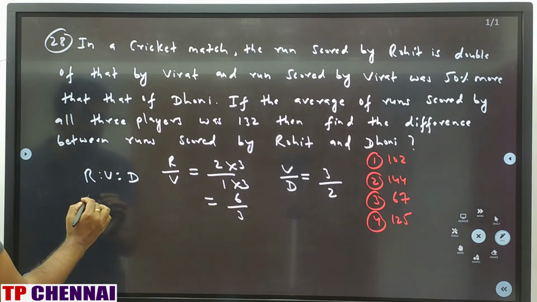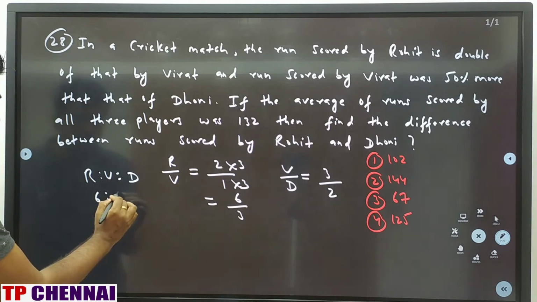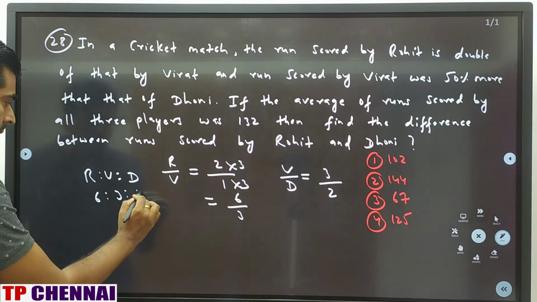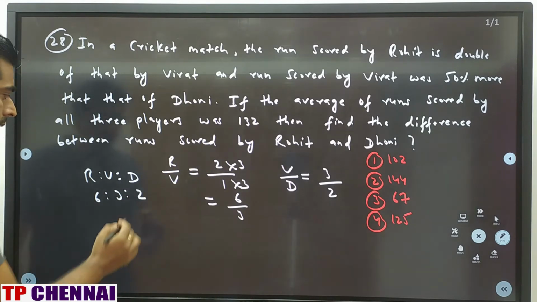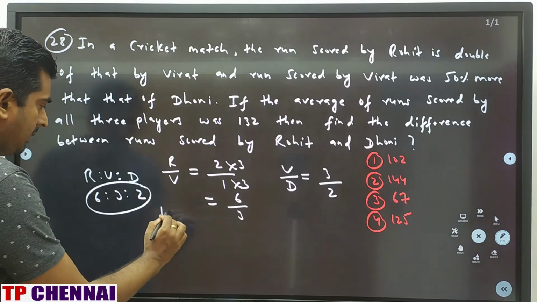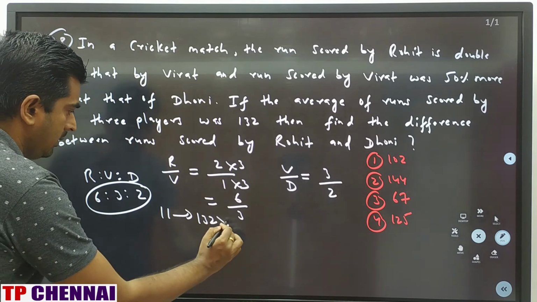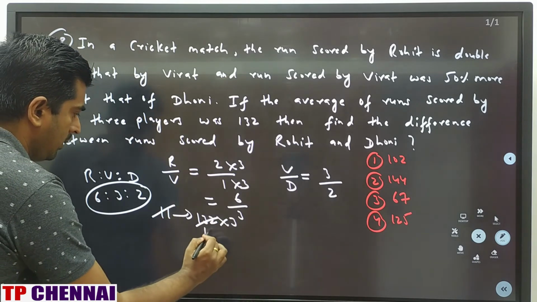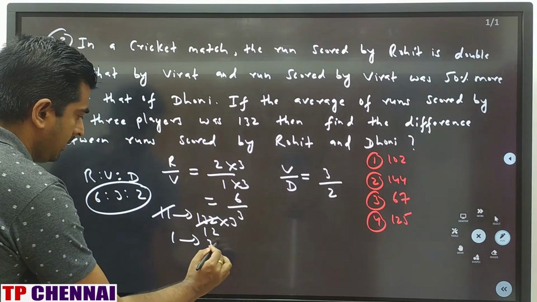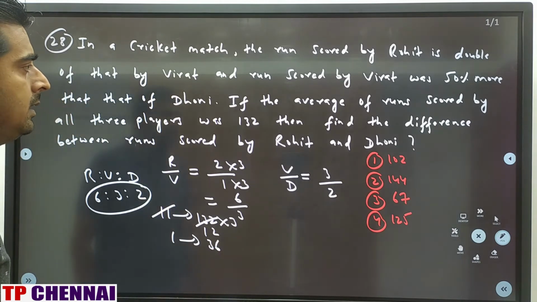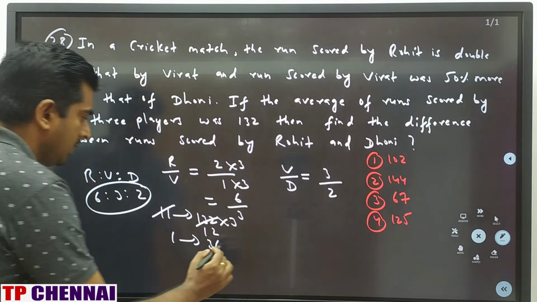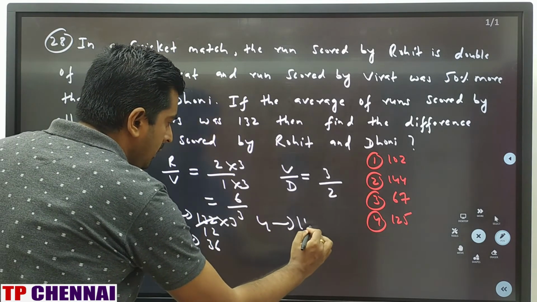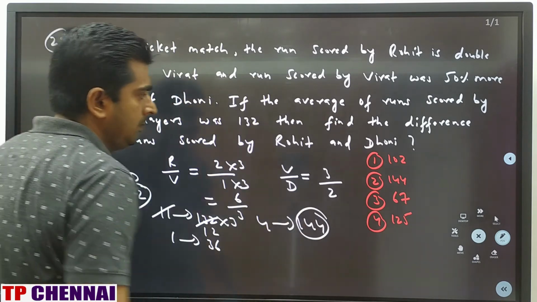So now I am writing Rohit is to Virat is to Dhoni. Rohit is how much? 6. Virat is 3 and Dhoni is 2. If the average of the runs scored by all three players was 132, so total will be 132 into 3. Here total part is how much? 11. 11 part is 132 into 3. 11 12s are, so 1 part is 36. Now what are they asking? Find the difference between the runs scored by Rohit and Dhoni. What is the difference? 4 part. So 4 part is how much? 144. Which is second option.